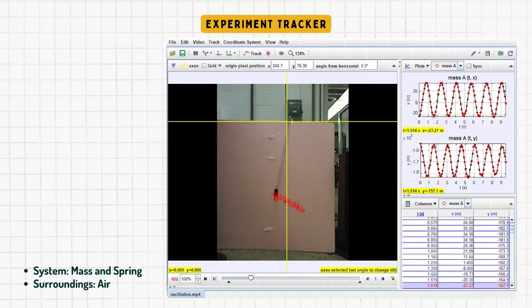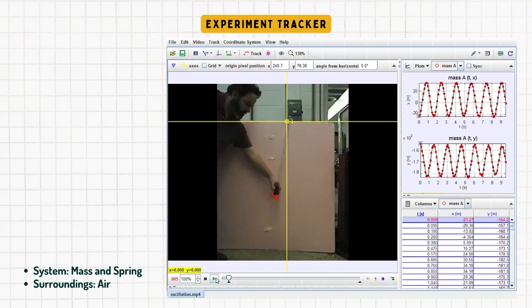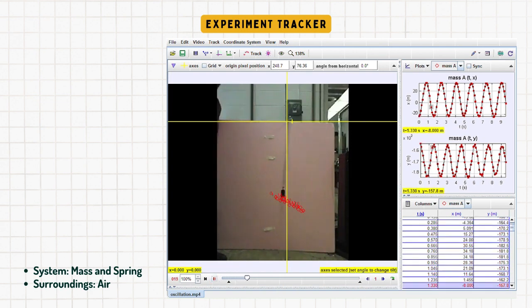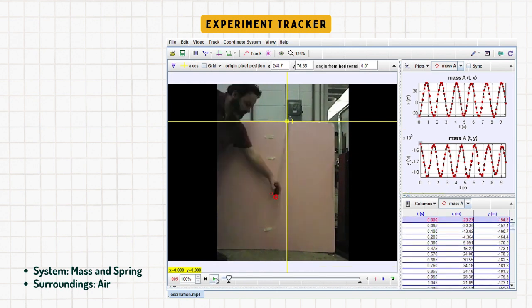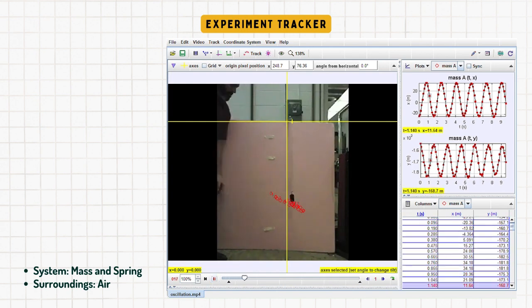So for the first part of our experiment, we made use of Tracker. In this video, you can see how we plotted each position of our oscillation over time. It is also important to note that in this case, our system is the mass and the spring, and the surroundings are the air. On the right side of the video, you can also see the plot of the mass's x position and the mass's y position.